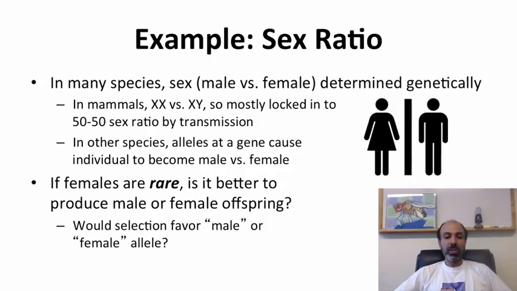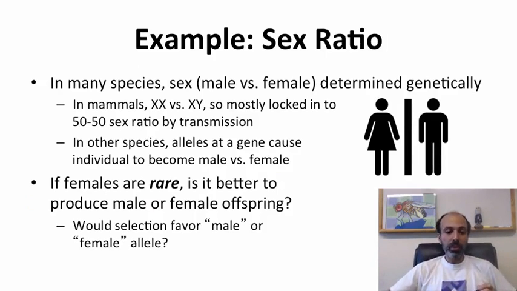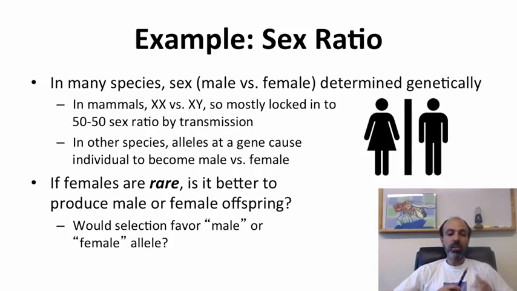Let's use the case of sex ratio. So in many species, sex is determined genetically, as you know. In mammals, we talked about the sex chromosomes, that XY is what causes maleness. You're kind of locked into this by transmission. But there are other species where alleles at one gene can cause an individual to become a male versus a female. You can have this sort of variation within it.